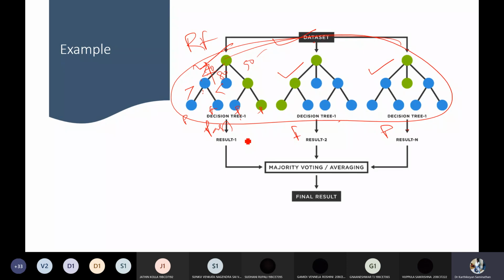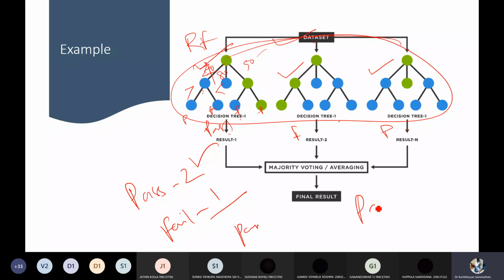There are three results. Now I can apply my ensemble technique, either majority voting or averaging. With majority voting, if I take pass, pass, fail, there are two passes and one fail. So with majority voting, pass will be the result.